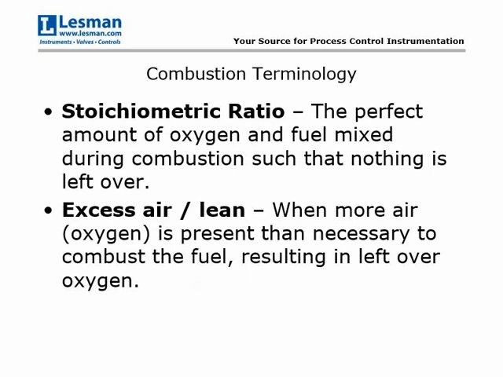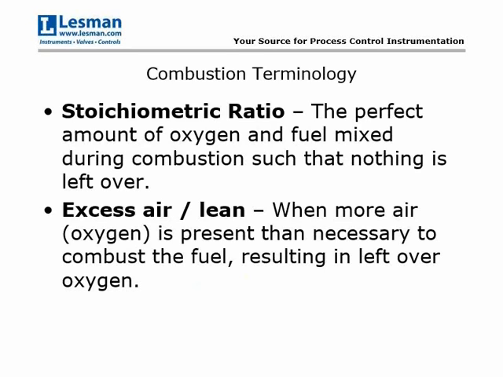Again, very briefly, I want to go over some of the combustion terminology that we covered in the last webinar. First of all, stoichiometric ratio. This is the perfect amount of oxygen and fuel mixed during combustion such that nothing is left over. It's the value determined based on the calorific value of the fuel and essentially the density of the air and the amount of oxygen. If we're looking at volume flow, it's a function of the temperature and the pressure of the air. In our example, I will specify a specific ratio set for our calculations. Excess air, or lean, is when more air is present than is required to combust the fuel. This results in leftover oxygen. The example that I'll cover today is an application that has excess air, and how changing the excess air affects the adjustment of the burner.